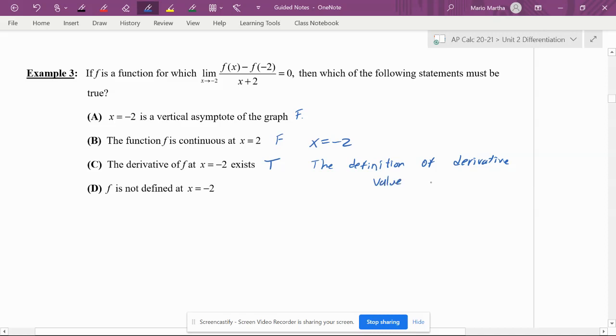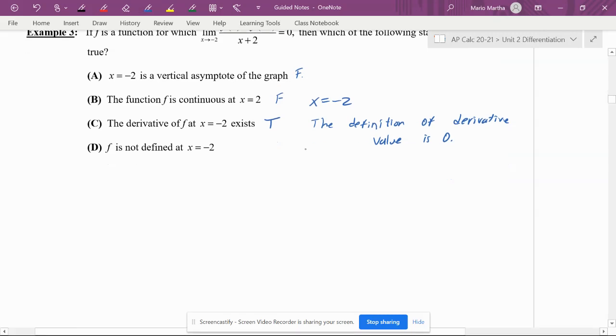It's true because the limit equals 0, which means they're already telling us that it exists. That's important to take note of. F must be defined in order for the derivative to exist. So here, actually f is defined, because the derivative exists. And they already told us it does.